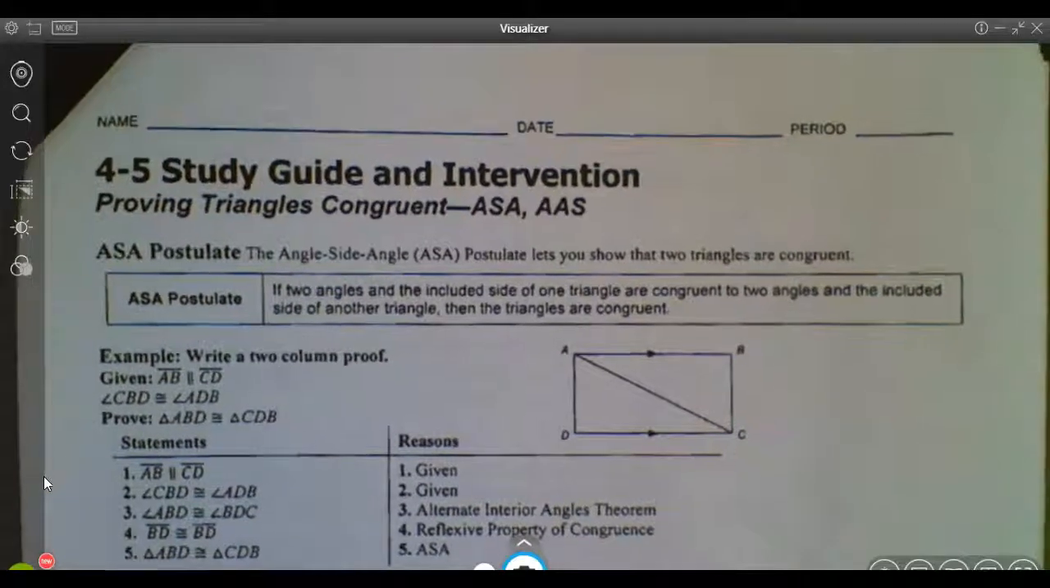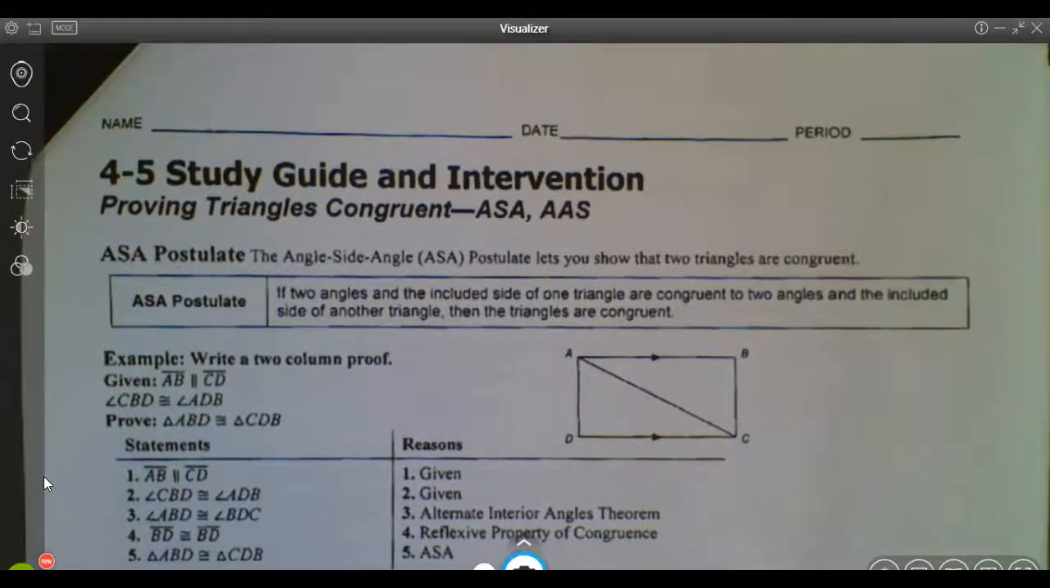Alright guys, we are closing in on the end of the chapter, but a couple lessons left to go. So in 4.5 we are getting two more shortcuts for ways of proving that two triangles are congruent to each other. So we covered a couple in the last lesson, and so today you're getting the next two. So we now have angle side angle as well as angle angle side.